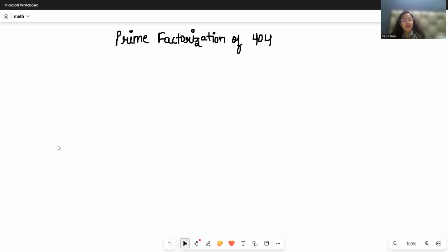So what is prime factorization? Prime factorization is expressing a number as a product of its prime factors. Those indivisible numbers are 2, 3, 5, 7, and so on. In other words, we are finding out what prime numbers multiply to give 404.